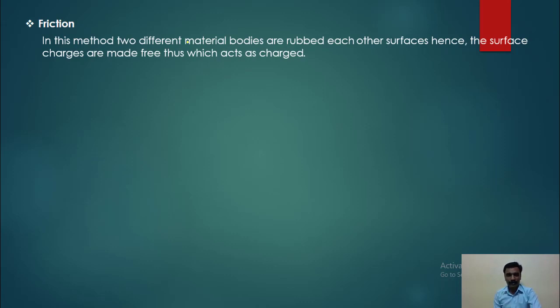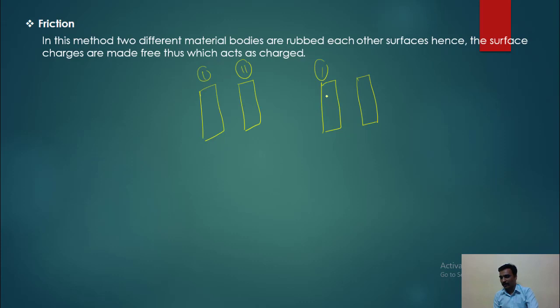Now, for a moment, this is the first body which does not have any charge. This is the second body which also does not have a charge. But when you rub these bodies, the first body will lose its electrons, because mostly in a metal or any other substance, the electrons are the negative charges. When you rub both bodies against each other, the electrons from the first body will be transferred to the second body, because the only particle which is transferable is an electron.